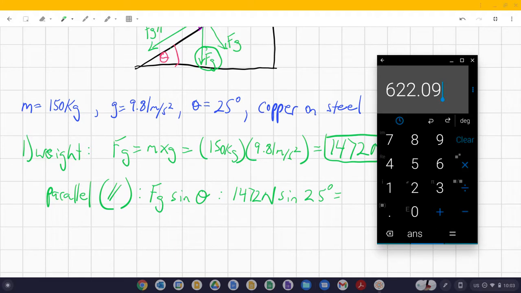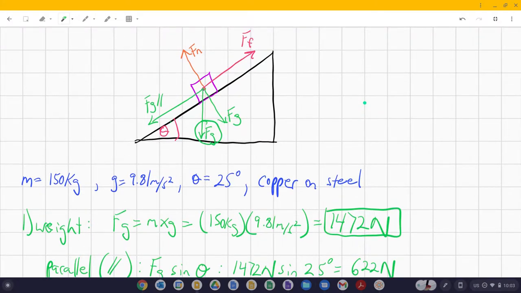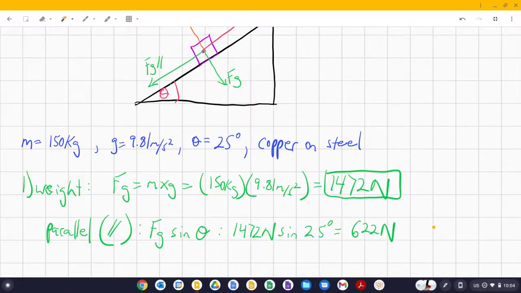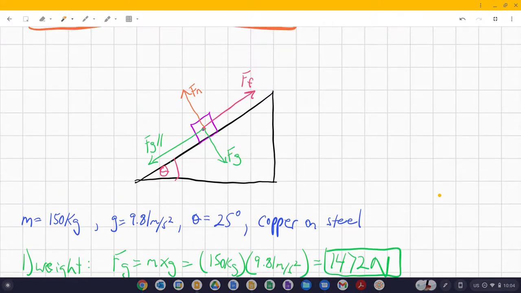622 newtons. So I'll be honest with you, once you get the regular weight, when you're on an incline, I don't even care about that. I care more about this. So I'm going to start labeling these. I care about these four. So now we know that the weight pulling parallel to the surface, meaning pulling down the hill, is 622. So I'm going to make a note of that. This is 622 newtons. Okay, cool.